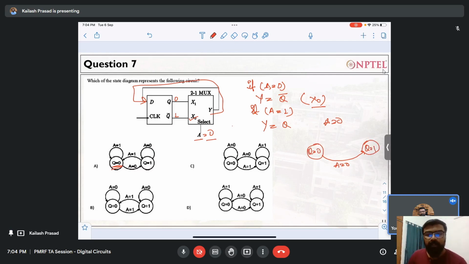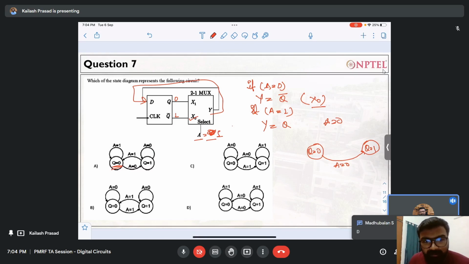Now I have the second option. If my q is equal to 0 and A is equal to 1, what will happen in that case? Anybody?